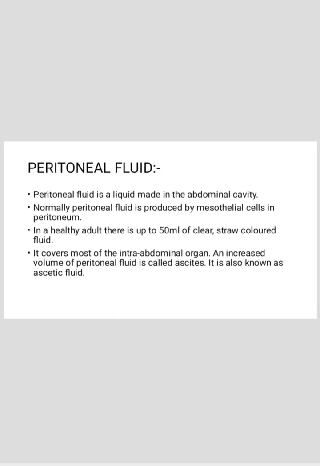Now we will discuss peritoneal fluid. Peritoneal fluid is a liquid made in the abdominal cavity. Normally, peritoneal fluid is produced by mesothelial cells in the peritoneum. In healthy adults, there is up to 50 ml of clear, straw-colored fluid. It covers most of the intra-abdominal organs, and an increased volume of peritoneal fluid is called ascites. It is also known as ascitic fluid.